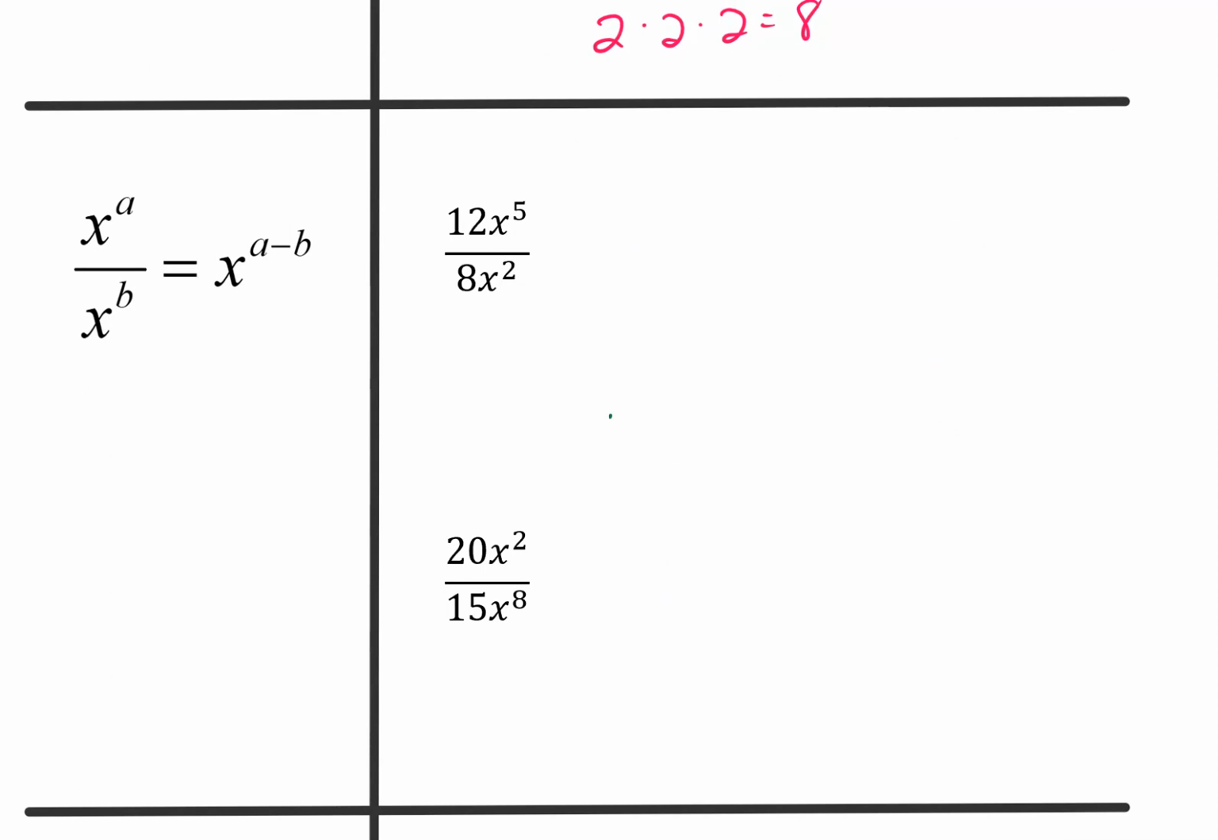Okay, the next rule is dividing. When we have x to the a divided by x to the b, as long as the bases are the same, our rule is going to be to subtract the exponents.